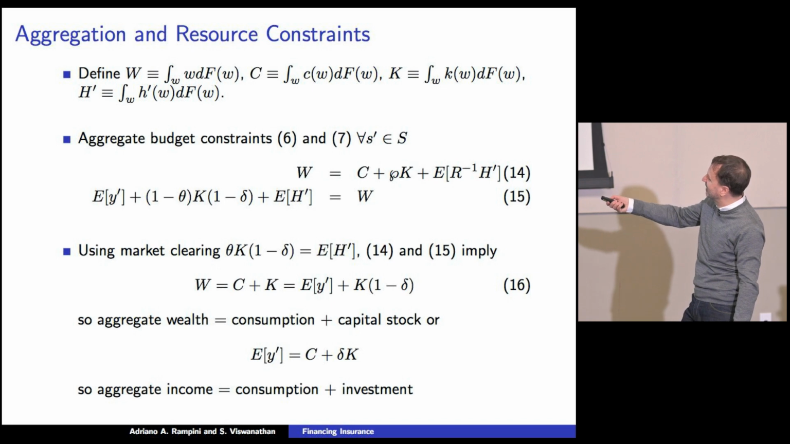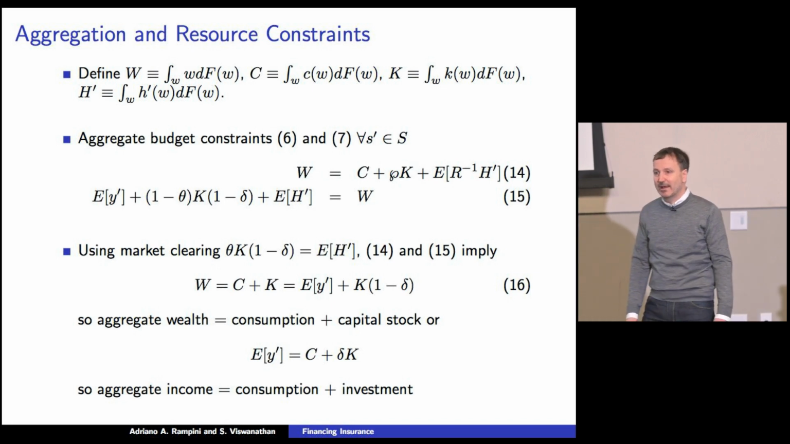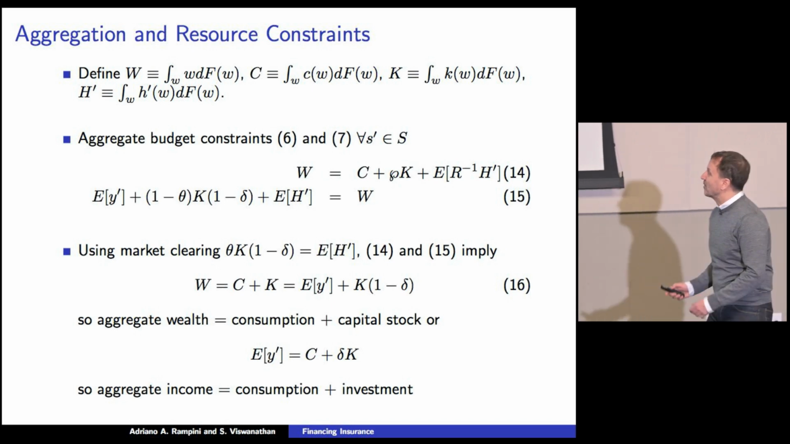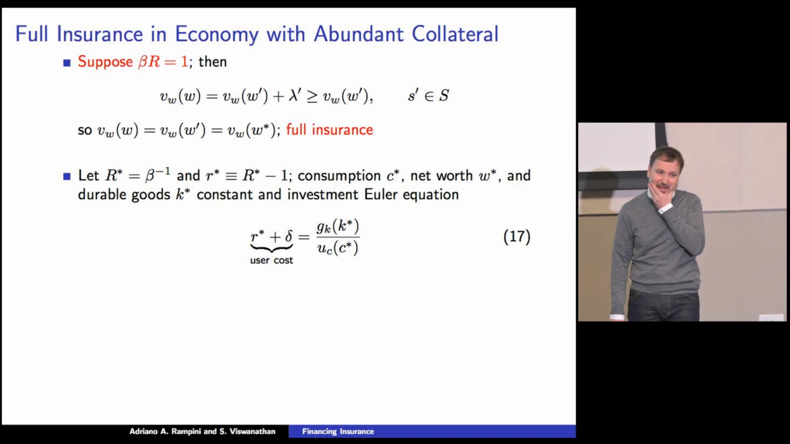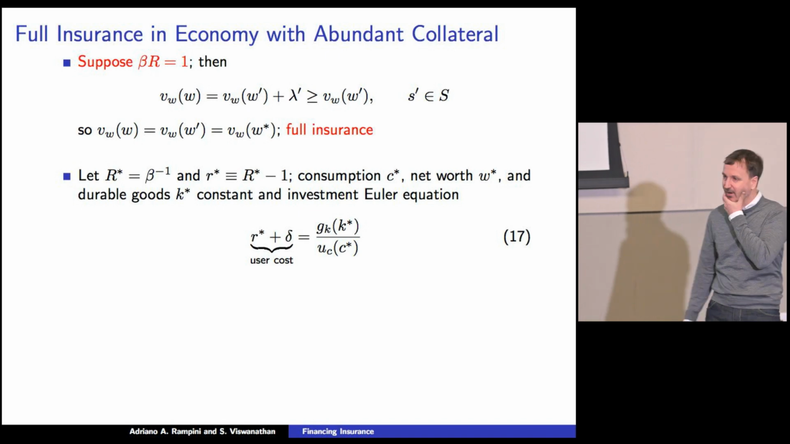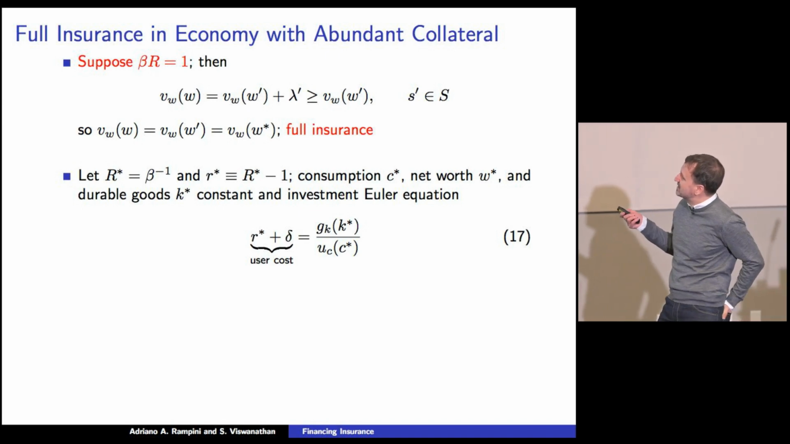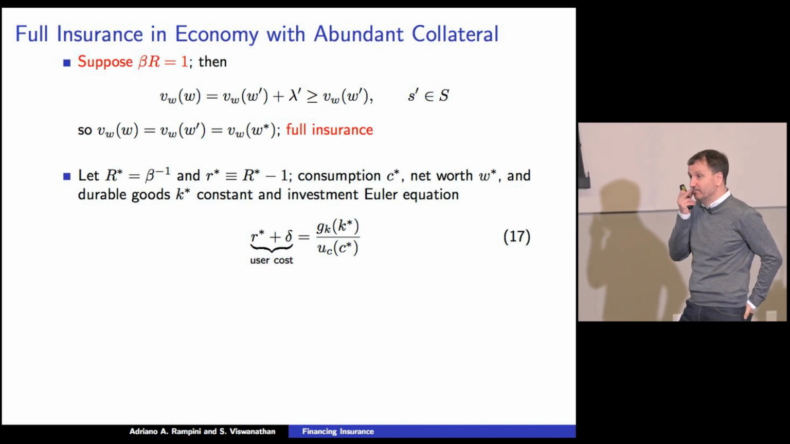Aggregate wealth is the aggregate consumption plus the value of the aggregate capital stock. So more interestingly, let's think now about when can we have full insurance in this economy? Okay. So in particular, suppose beta R equals 1.